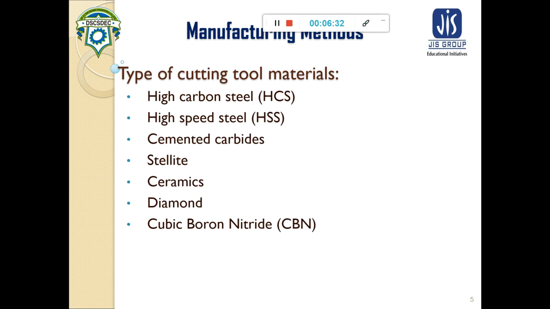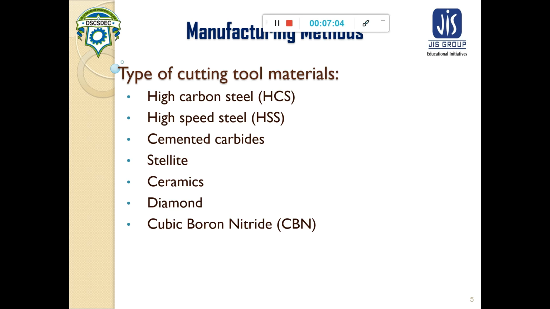Now the typical cutting tool materials are high carbon steel, high speed steel, cemented carbide, stellite, ceramics, diamond, and cubic boron nitride. So these are your typical cutting tool materials. Now these cutting tool materials are mostly used in machining operations, and these are used for specific different machining.